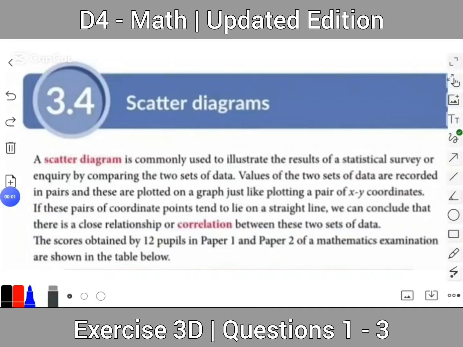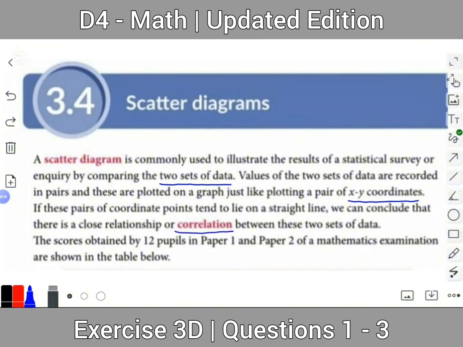Now in today's video, we will start with the new topic 3.4 scatter diagrams. A scatter diagram is commonly used to illustrate the results of a statistical survey or inquiry by comparing two sets of data. Values of the two sets of data are recorded in pairs, and these are plotted on a graph just like plotting a pair of xy coordinates. If these pairs of coordinate points tend to lie on a straight line, we can conclude that there is a close relationship or correlation between these two sets of data.